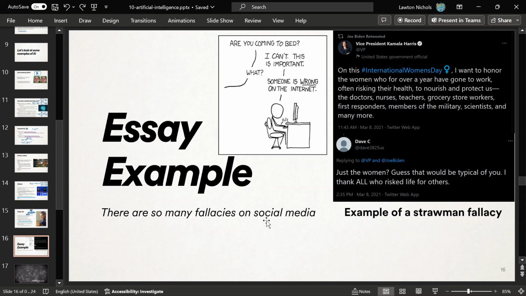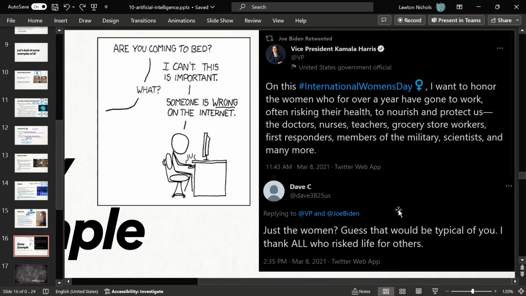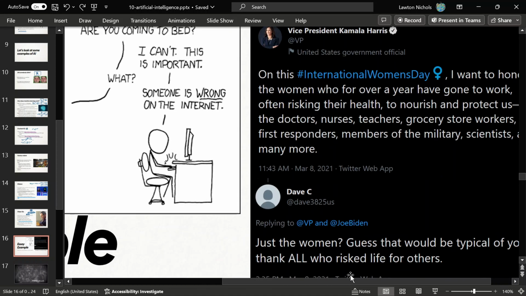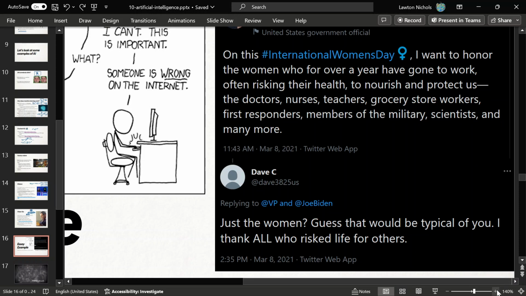So there's a lot of fallacies on social media. Here's an example of a straw man fallacy. Let me see if I can zoom in. So I went straight to politics because that's very easy to find fallacies on. So here was the vice president making a post on International Women's Day a couple years ago. And she was like, I want to honor the women who for over a year, because this was mid-pandemic, right? I want to honor the women who for over a year have gone to work, often risking their health to nourish and protect us: doctors, nurses, teachers, grocery store workers, first responders, all these people. She was like, thank you on International Women's Day.